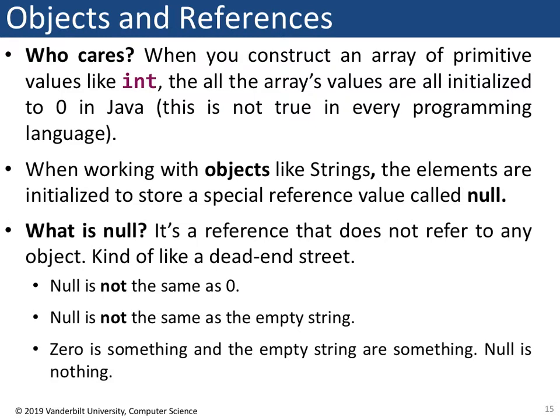So what is null? Null is a reference that points to nowhere. It's a reference that does not refer to any object. It's like a dead-end street. So null is not the same as 0. It's not the same as an empty string. Both of those are something, right? We can do something with 0. We can do something with an empty string. But null is different because null is actually nothing.